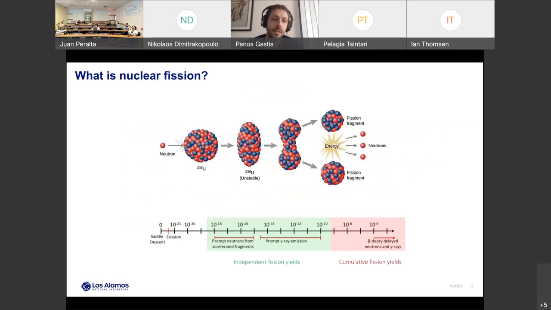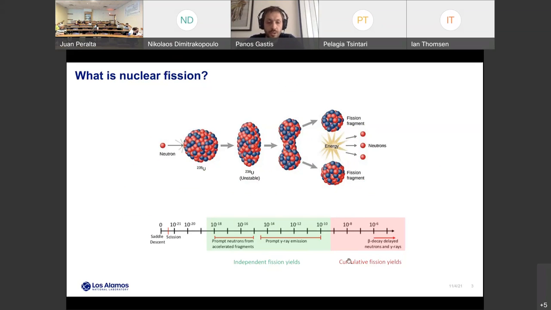So in simple terms, nuclear fission is a process in which a heavy nucleus, and by heavy I mean it has more than 220, 230 atomic mass units, absorbs a light particle, typically a neutron, and then becomes unstable, gets deformed, and eventually splits into smaller fragments, the fission fragments. Large amounts of energy are released in the form of kinetic energy and excitation energy of the fission products. Now, this excitation energy of the products is quickly released in the form of prompt neutrons and gamma rays.